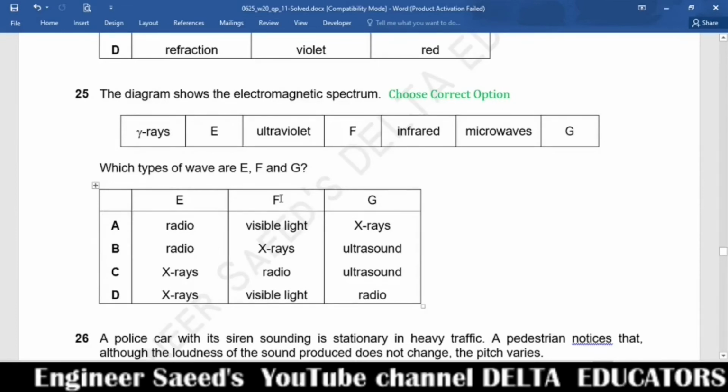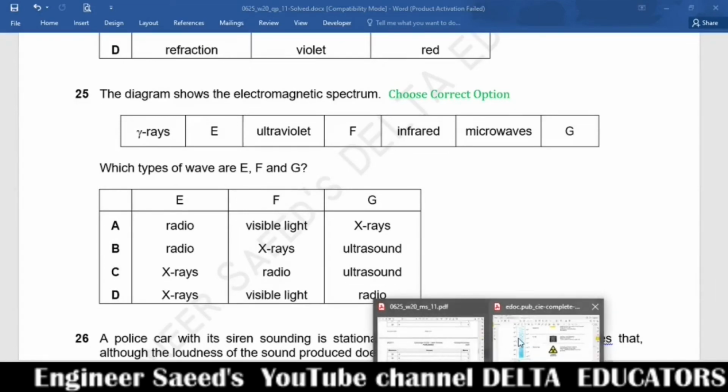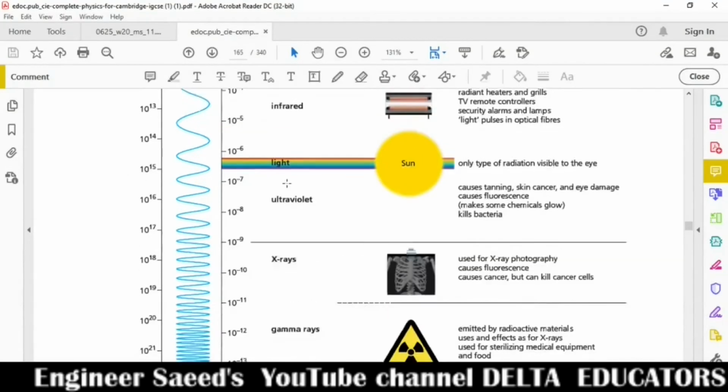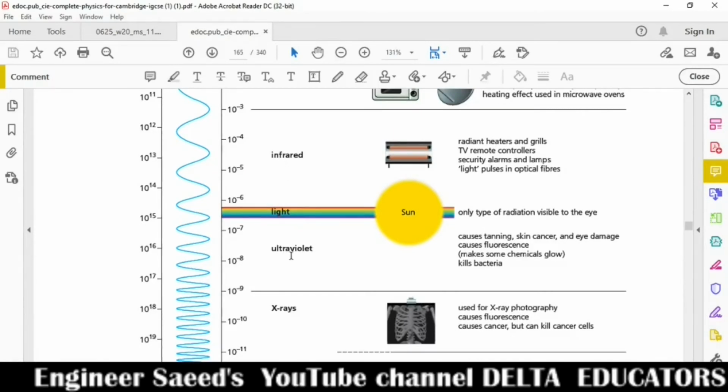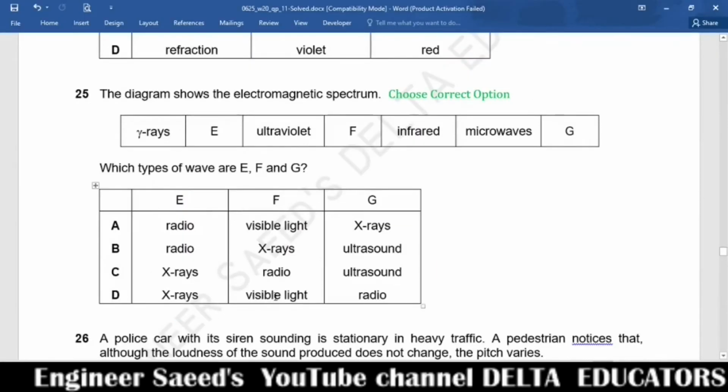Now what about F? F is in between ultraviolet and infrared. In between ultraviolet and infrared, we have the visible spectrum, visible light. So in between ultraviolet and infrared, we should have visible light, that is given in option D. Now this G is radio wave, that is above microwaves. So our correct option will be option D. E is X-rays, F is visible light, and G is radio waves.